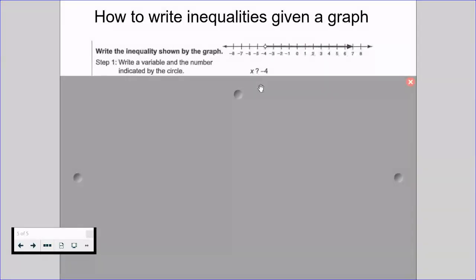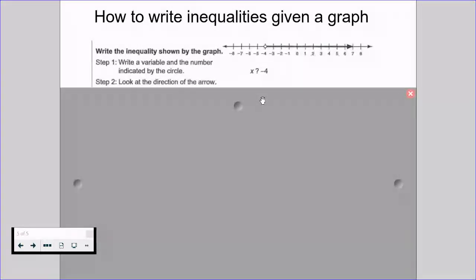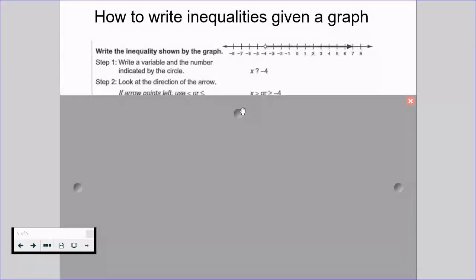So it'd be x is question mark to -4 because we want to see, is it greater than, less than, greater than or equal to, or less than or equal to? And we want to fill in that question mark. We're going to look at the direction of our arrow. If we notice, we're starting at -4 and we're going to the right. We're shading to the right.